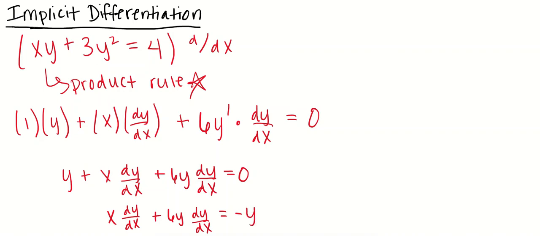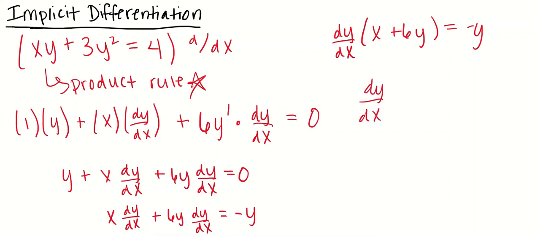And so now what's the next step? Well, we have dy dx show up twice. When that happens, you need to factor a dy dx out. So if we factor a dy dx out, we're going to have x plus 6y in the parentheses, and that's all equal to negative y. Then the last step to get dy dx by itself is divide both sides by x plus 6y. So our final answer, dy dx, is going to be negative y divided by x plus 6y. And so this is our final answer.